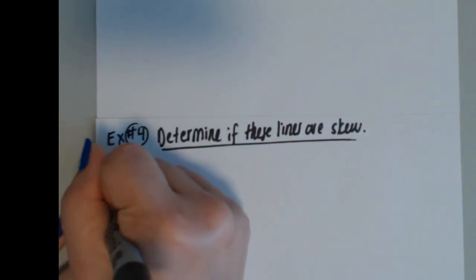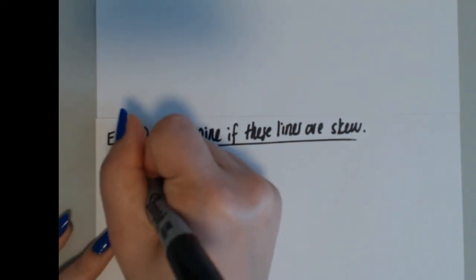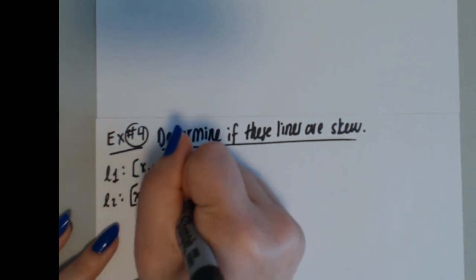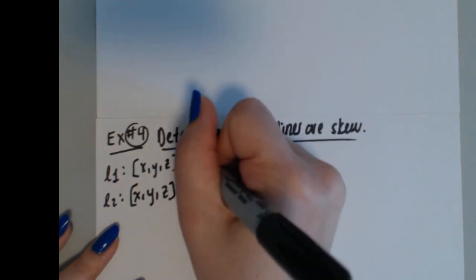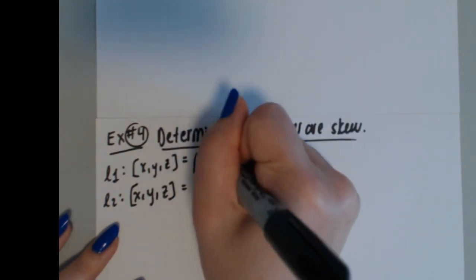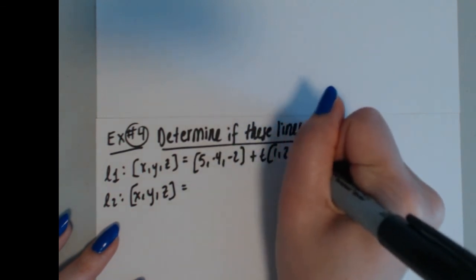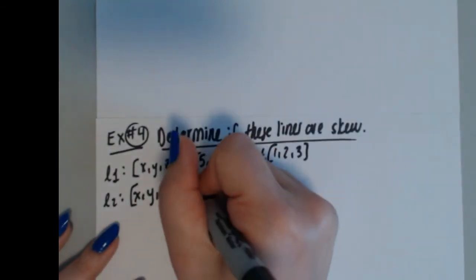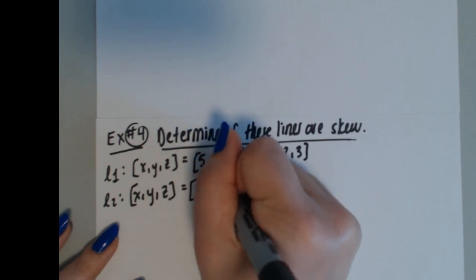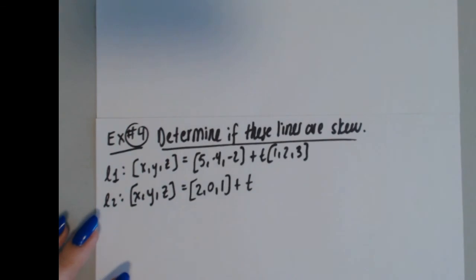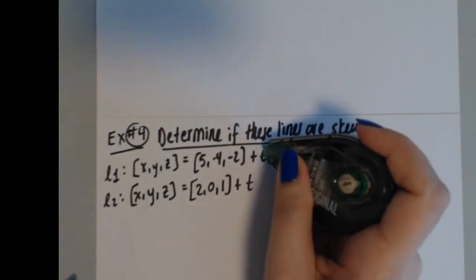All right, so here we go. L1 and L2, X, Y, Z, X, Y, Z. Okay, so L1 we've got [5, -4, -2] plus T [1, 2, 3]. And L2 we have [2, 0, 1] plus T. Oh, sorry, I can't use T twice. Hang on. Let me grab my whiteout. Why don't we call the first one S?